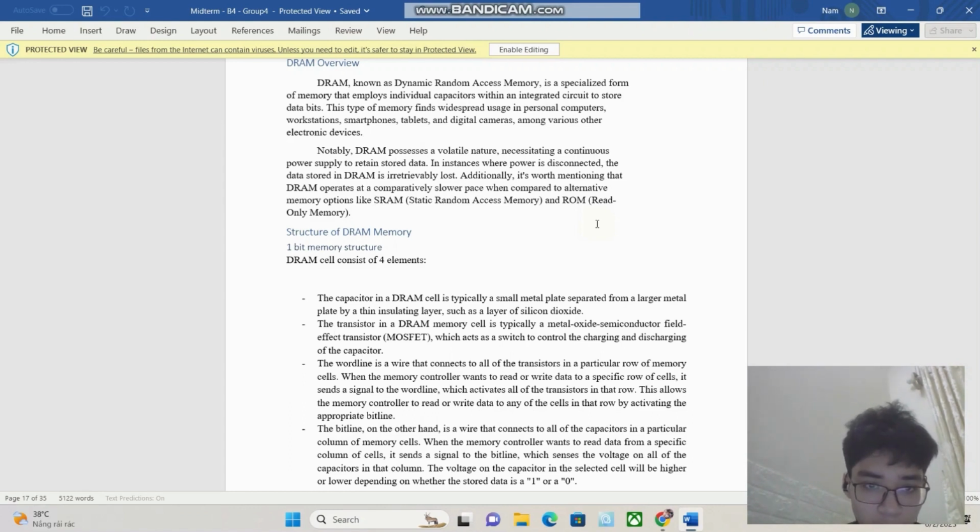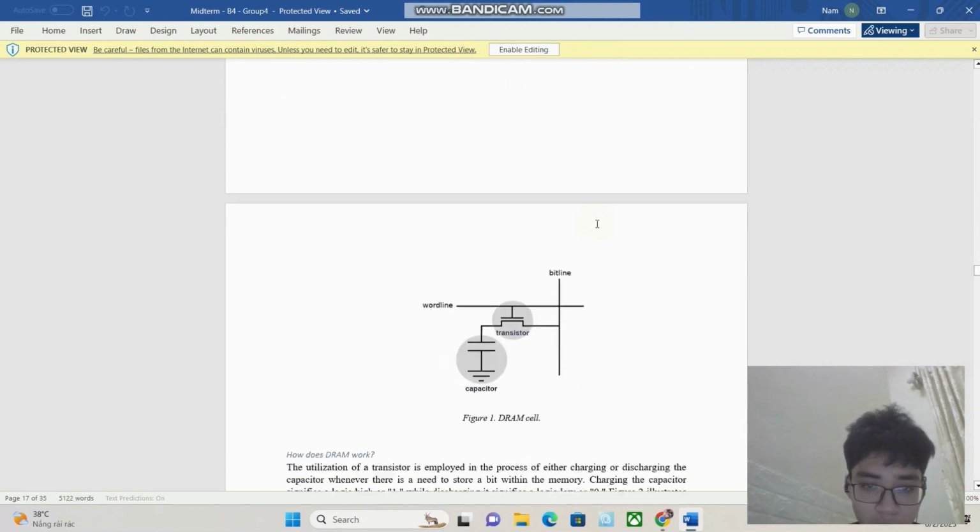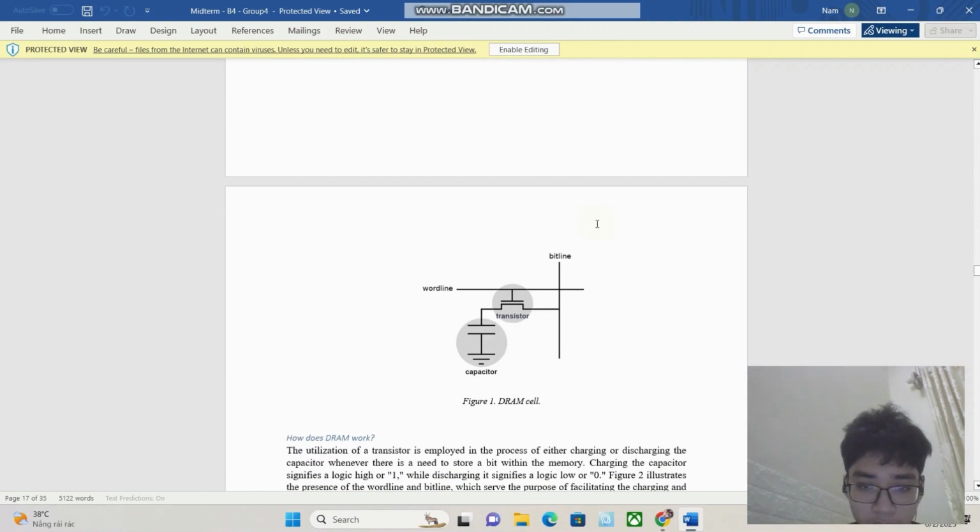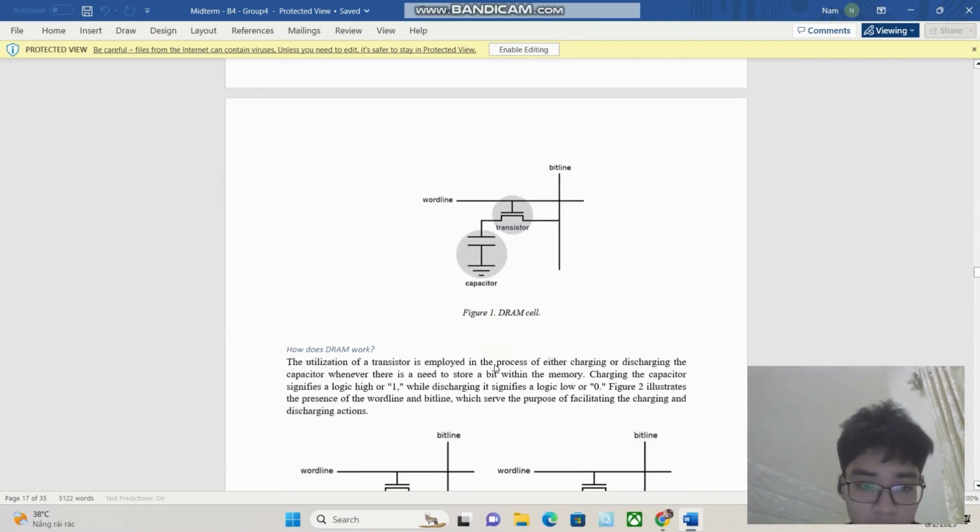Now the structure of DRAM memory. We focus on the 1-bit memory structure of DRAM. A DRAM cell consists of four elements: the capacitor, the transistor, the word line, and the bit line. Figure 1 describes the DRAM cell, bit line, word line, transistor, and capacitor.